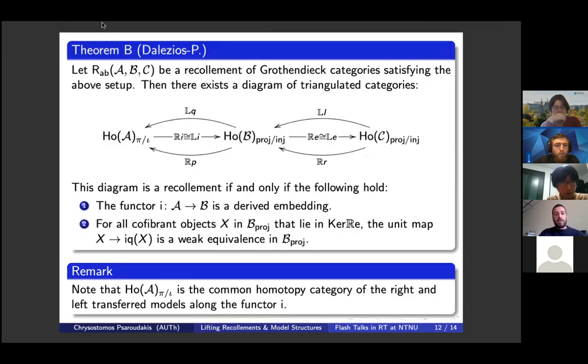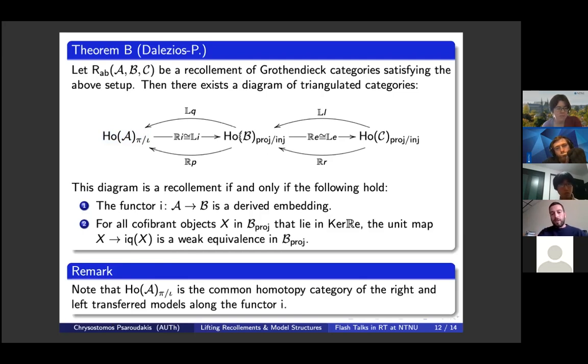Okay, then the second result is the following. Under the above setup, you always have this diagram. So you get an adjoint triple here and an adjoint triple here, but this diagram is a recollement if and only if this functor I from A to B is what we call a derived embedding, and this means exactly that you have a Quillen adjunction, and the functor I induces a functor between the homotopy categories of the transferred model and of the projective model, and you ask it to be fully faithful. And then you also ask that for all cofibrant objects that belong to the kernel, the unit map is a weak equivalence. Okay, so in the remark, I write that this homotopy category is the common homotopy category of the right and left transferred model.